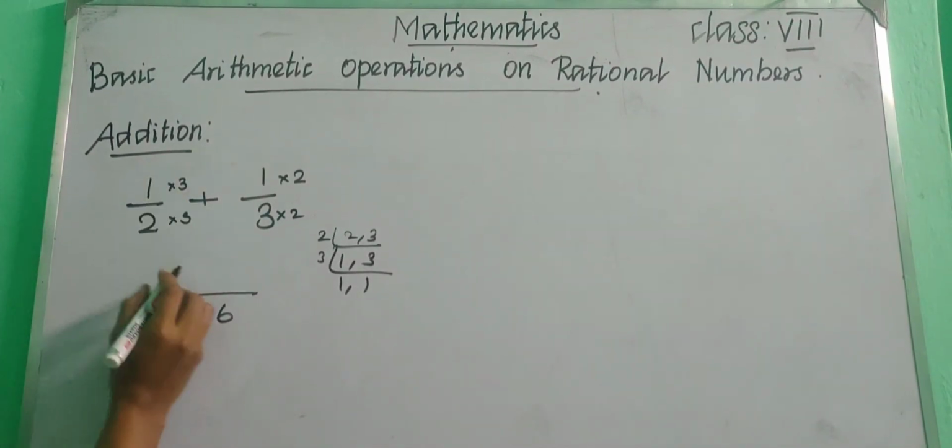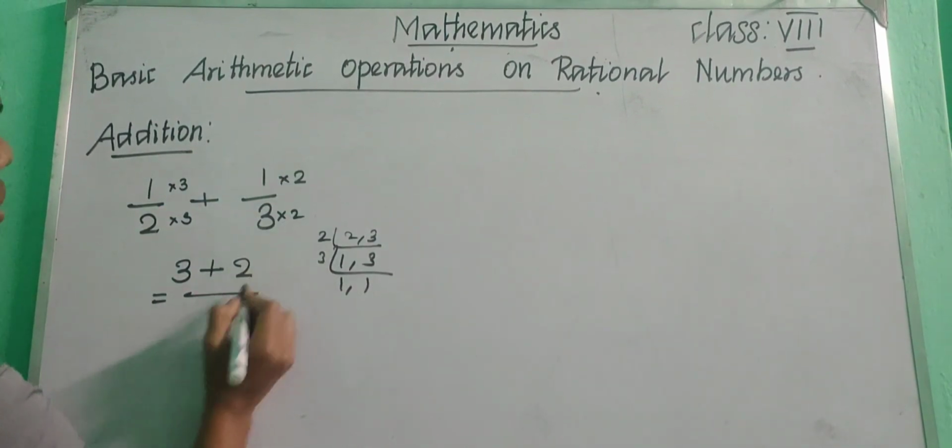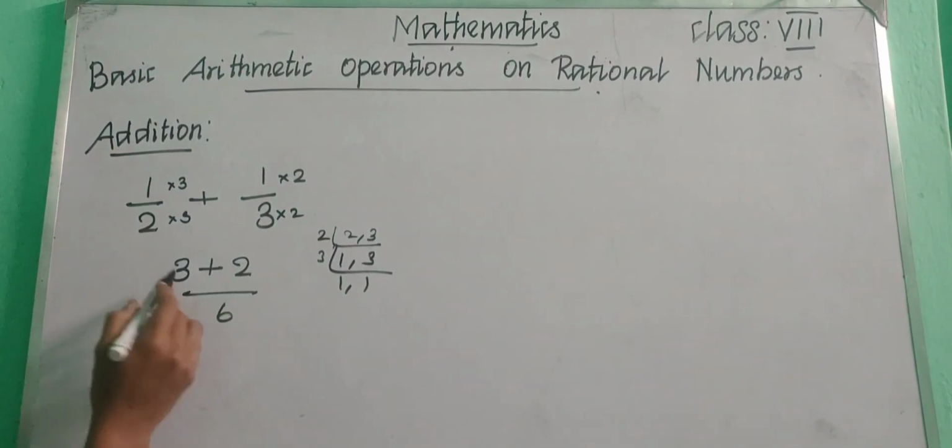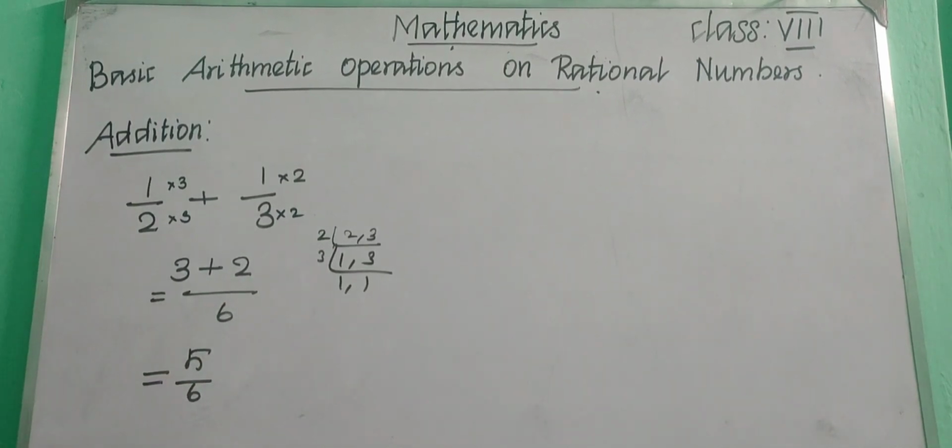So 1 3s are 3. Okay. So put the symbol plus. So 1 2s are 2. So what is the answer? You can say it now, right? So 3 plus 2 is 5. Okay. 5 upon 6.